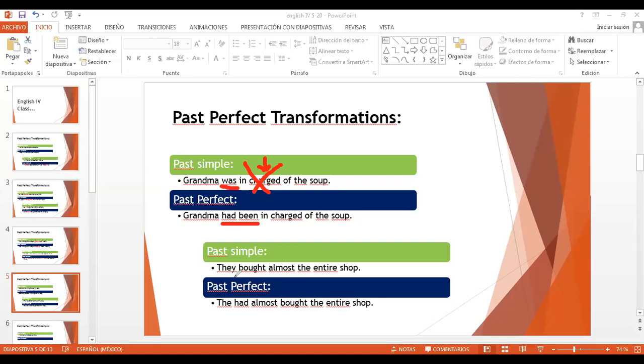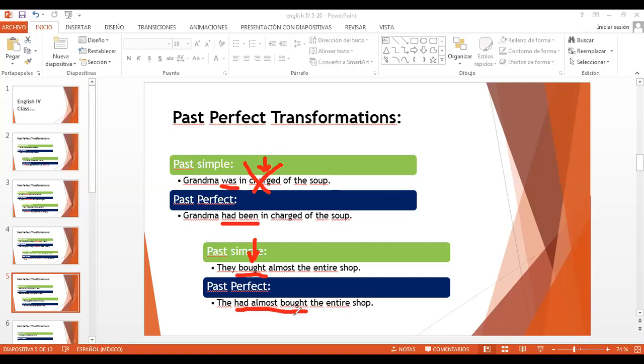So let's go back and say, they bought almost the entire shop. Ellos compraron casi toda la tienda. Quizá compraron muchas cosas, tenis, zapatos, todo. Muchas cosas. Ahora, en esta parte no tenemos problema porque solamente hay una acción. Es buy. El pasado es bought. So, they had almost bought. El único problema aquí es el almost.